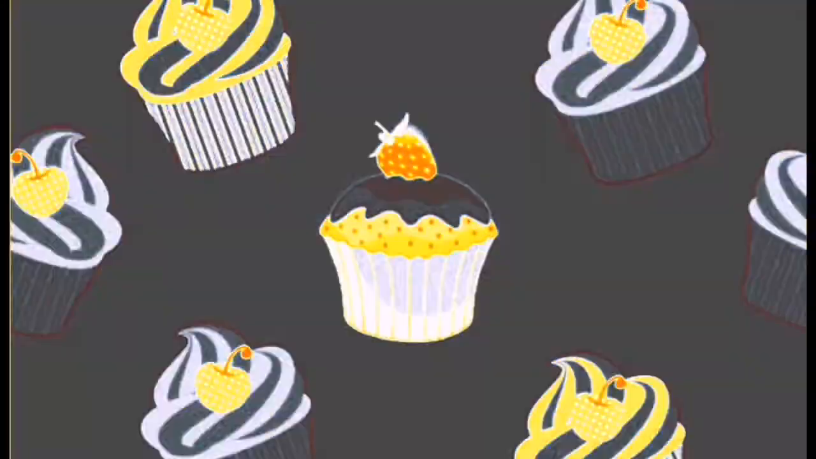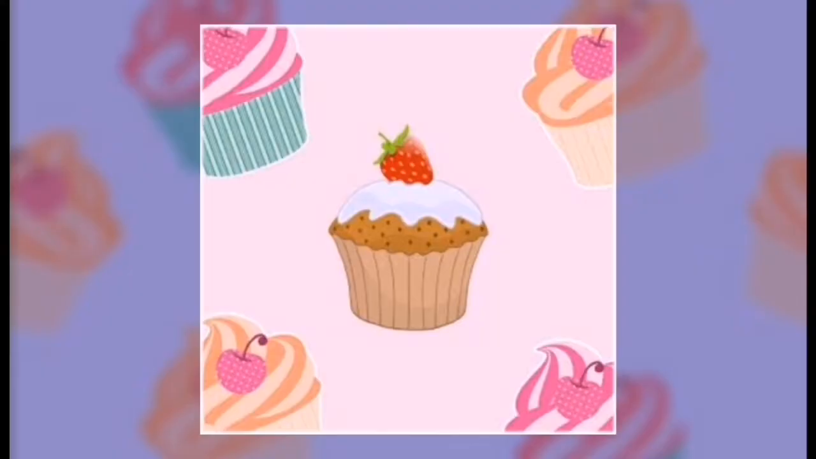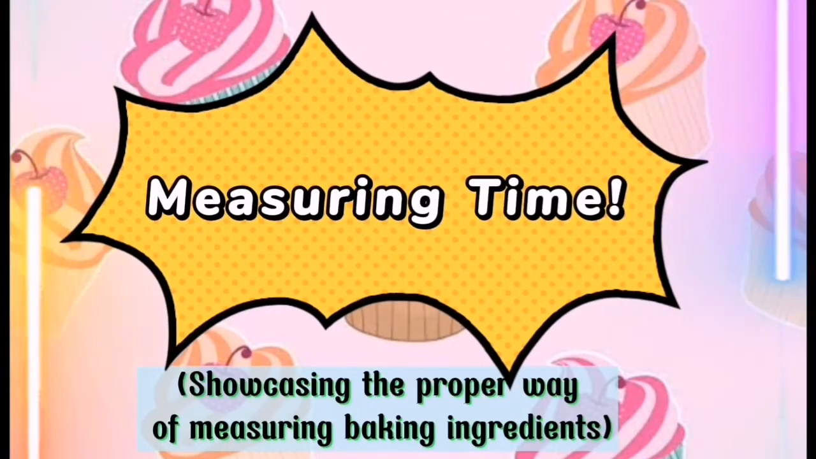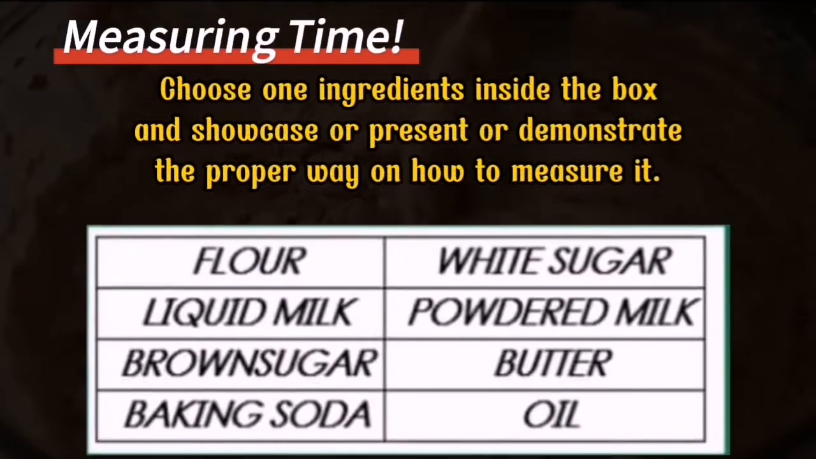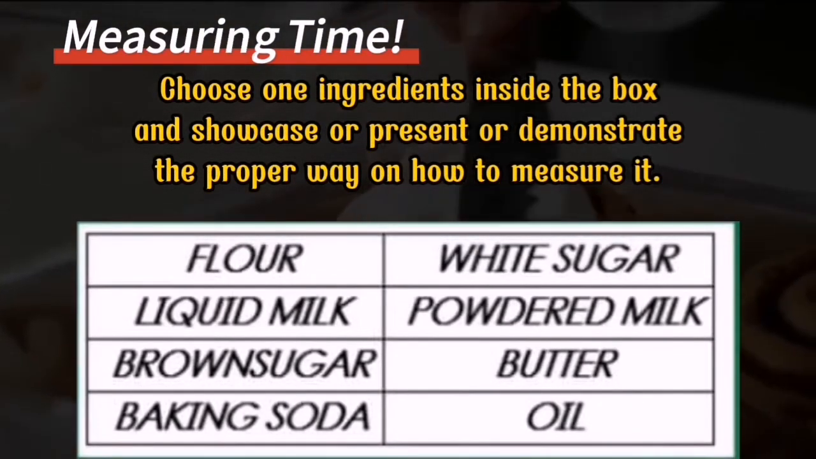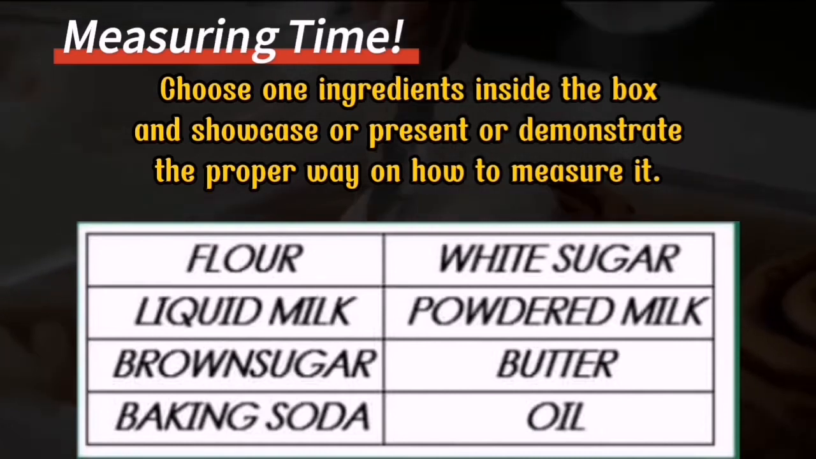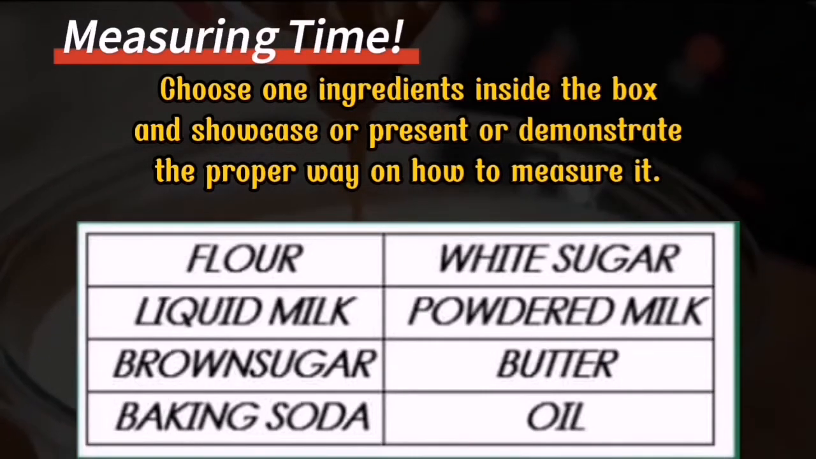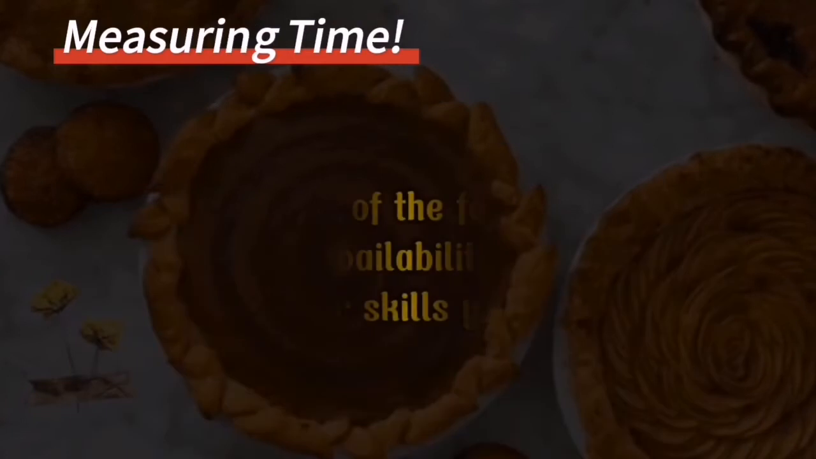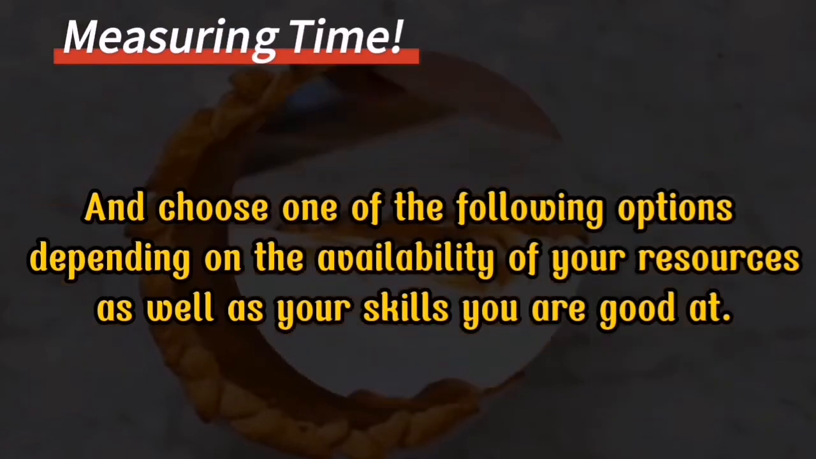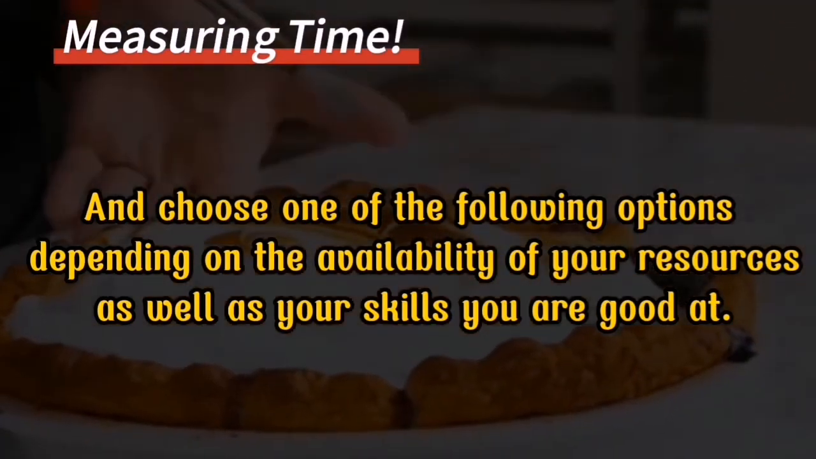Let's proceed now to our last activity entitled Measuring Time, showcasing the proper way of measuring baking ingredients. What you will do is choose one ingredient inside the box and showcase, present, or demonstrate the proper way on how to measure it. You can showcase, present, or demonstrate your chosen ingredients by choosing one of the following options depending on the availability of your resources as well as the skills you are good at.